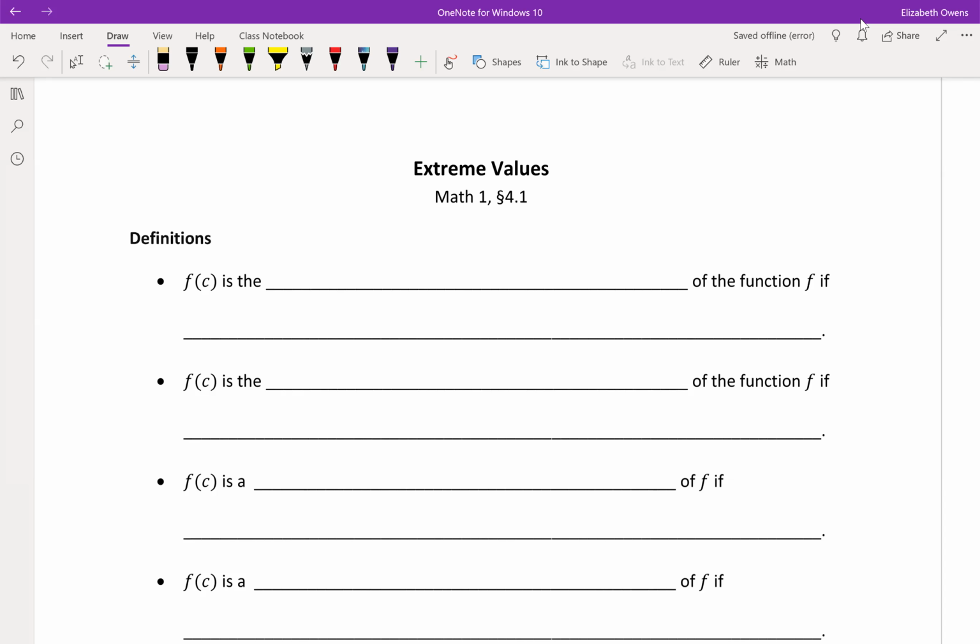Okay, so we are going to say that f of c, so this is a function value, the value of f at some point c, is the absolute maximum value of the function f if the following is true. If we can say that f of x is less than or equal to f of c for all the x's in f's domain.